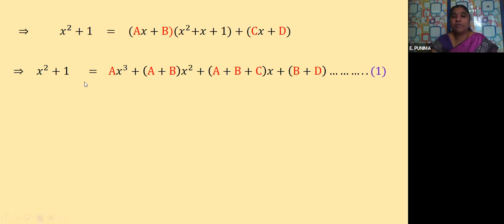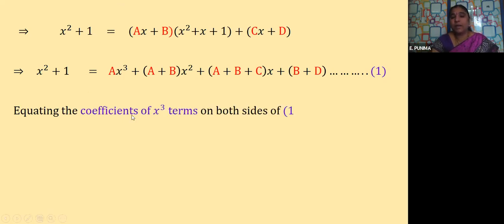So what we did, children, is equate the coefficients of the corresponding terms, or like terms. Let us see what you are going to do here. Equating the coefficients of x cube terms on both sides of equation number 1, what we get? What is the coefficient here in RHS? We have A. And in LHS, what do we have?